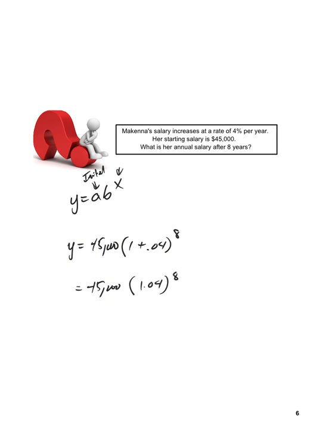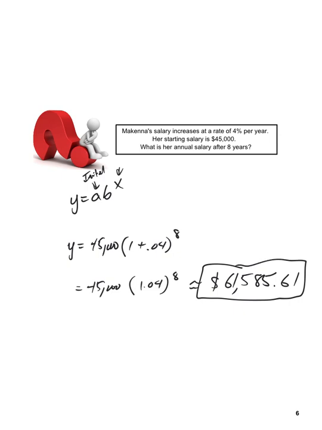The 1.04 to the 8 alone gives us about a 36.9% increase over that period of time. We take 45,000, multiply it by 1.04 to the 8, and that would give us an ending salary of about $61,585.61. So this would be the salary after 8 years, provided we get that 4% bump each year.